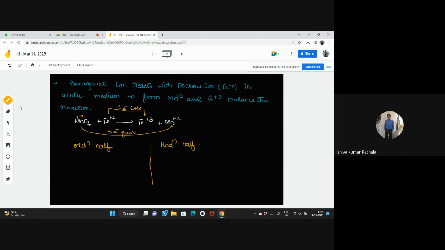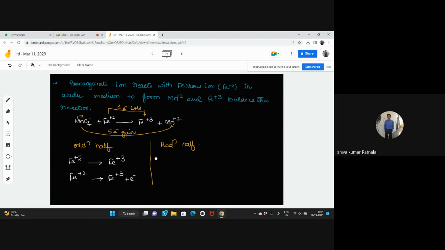Yes, sir. Reduction is permanganate and oxidation is ferrous ion. Iron is already balanced on both sides, so we need to balance charge. To which side will we add electrons? The right side, the product side, 1 electron. So plus 3 minus 1 is plus 2. Both sides' charges are balanced.